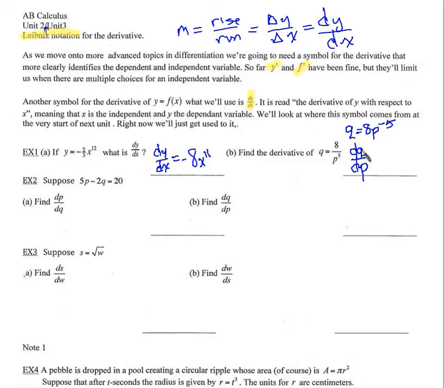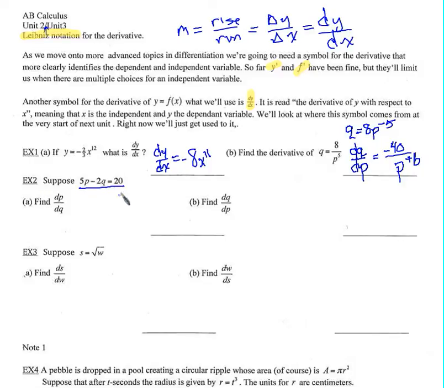So we've got the change in q over the change in p, dq dp, which is then going to be equal to negative 40 times p to the negative 6th, or if we get rid of the negative exponent, we put p to the 6th, that's a plus, p to the 6th in the denominator. All right. Example 2.